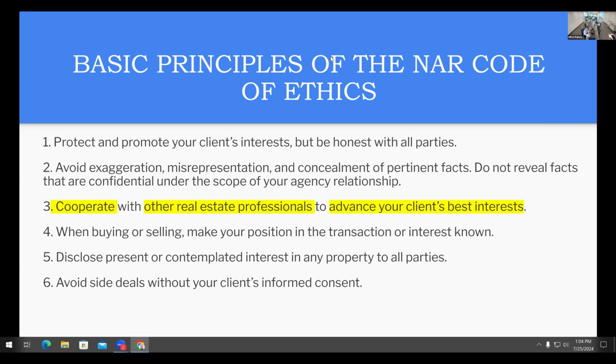Oh, and avoid any type of side deals without your client's informed consent. This one came up probably last year, where an agent was told, well, if you take my listing, I've got 4 other ones that I'll give you, but you have to do this. Well, it was kind of a side deal that we can't get into. It all has to be up front. Our code of ethics says that everything will be in writing.